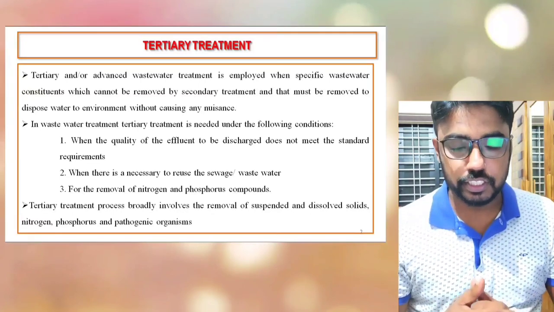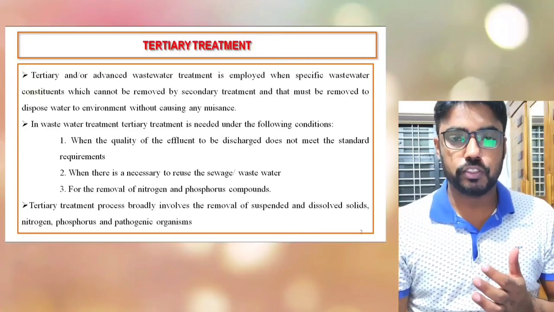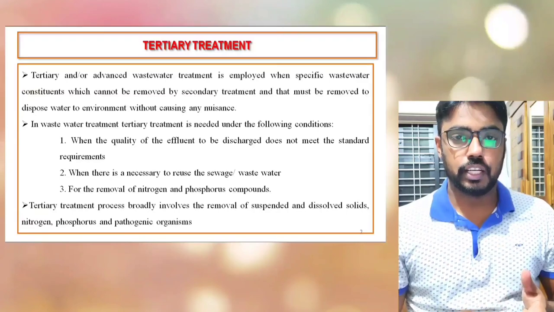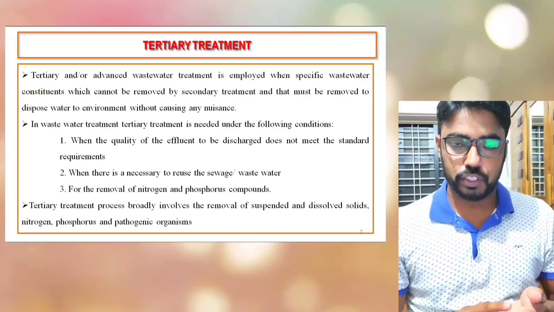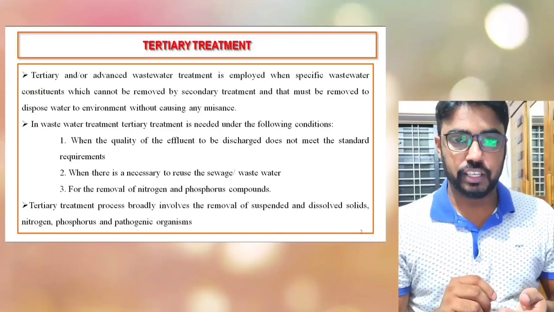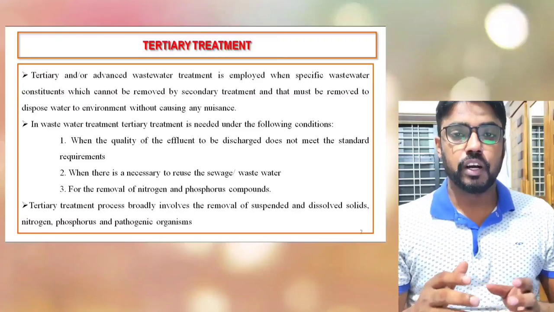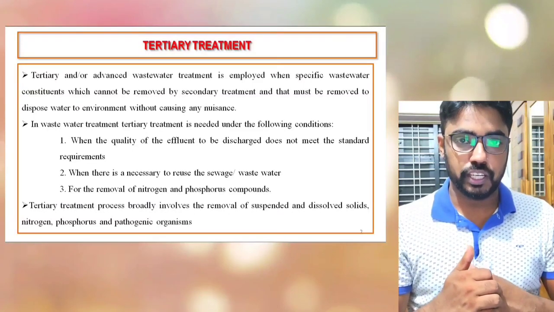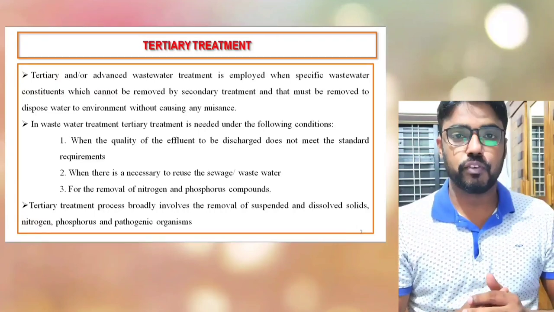And this tertiary treatment basically involves the removal of dissolved solids, removal of suspended solids, removal of nitrogen, removal of phosphorus, and removal of pathogenic organisms from the secondary treatment effluent, and thus the effluent can be disposed into the environment without causing any nuisance. That's why we will use the tertiary treatment of wastewater.